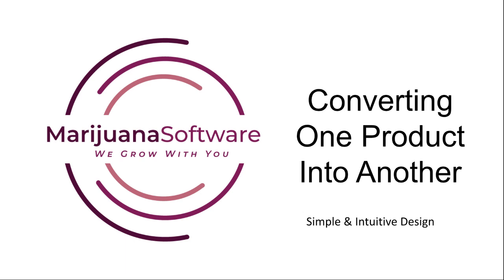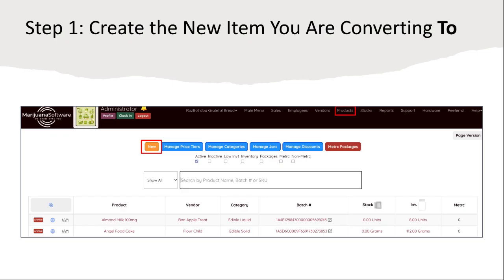Hi, this is Roz with Marijuana Software, and I'm going to show you how to convert one product into another. In our example, we're going to take a 28-gram package and convert it into 28 individual 1-gram units.